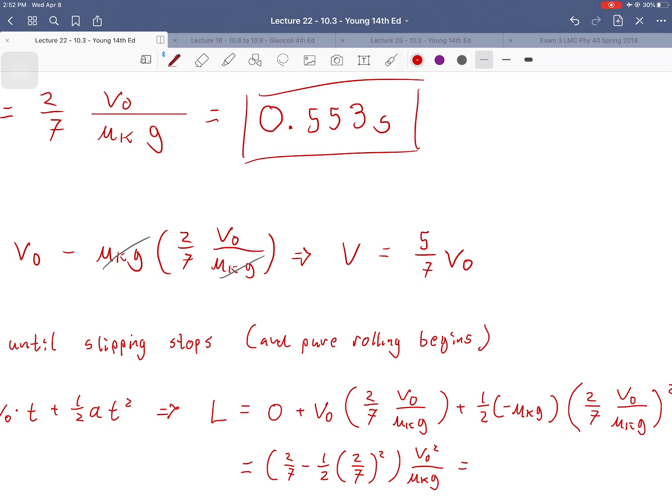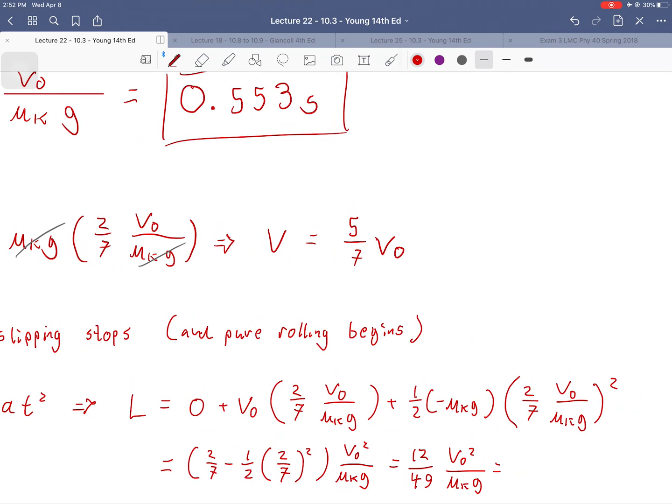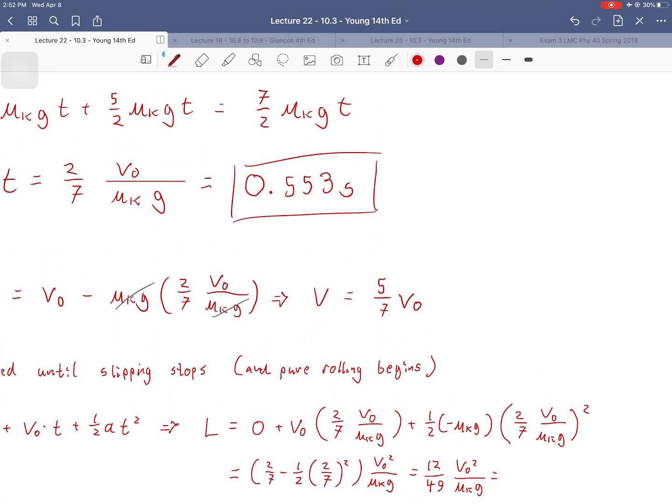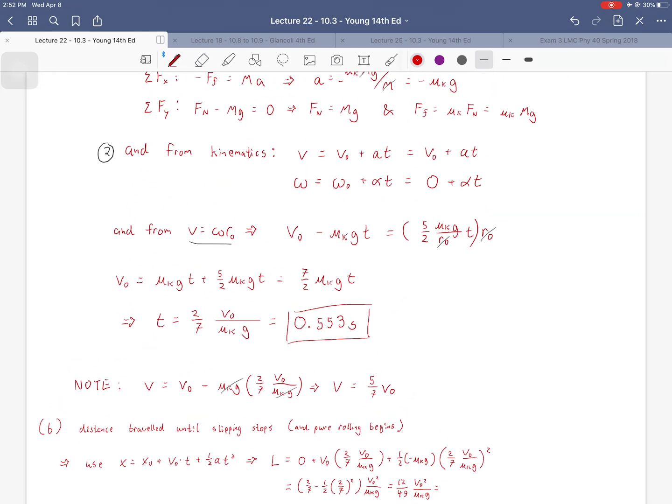So 2/7 minus 1/2 times (2/7) squared. That whole bit becomes 12/49. All right. And then just v naught squared over mu k g. So we can see that it's a greater distance if it's a greater initial velocity. It's a greater distance if mu k is really small or if gravity is small.